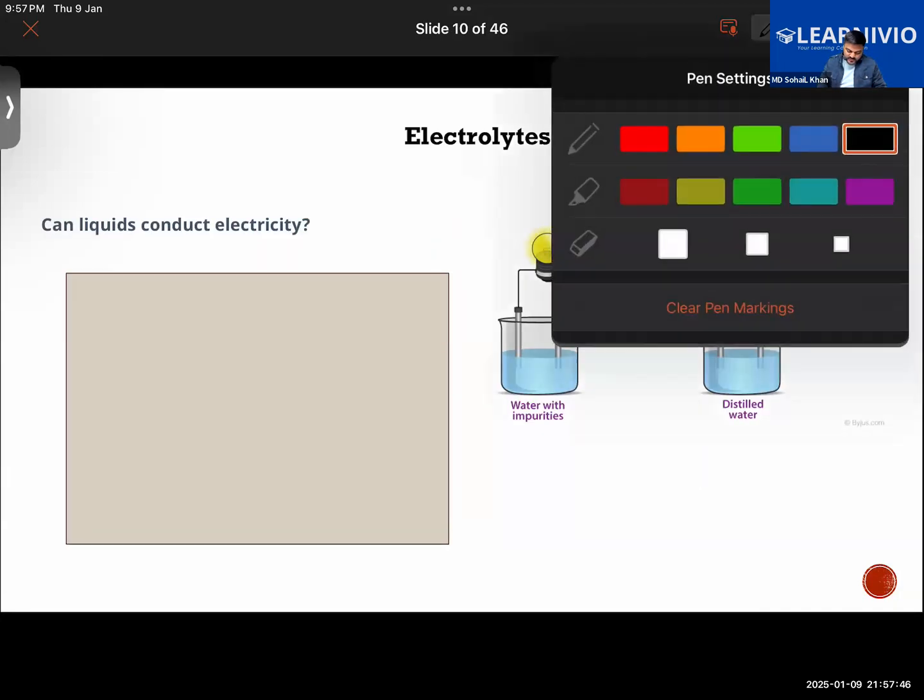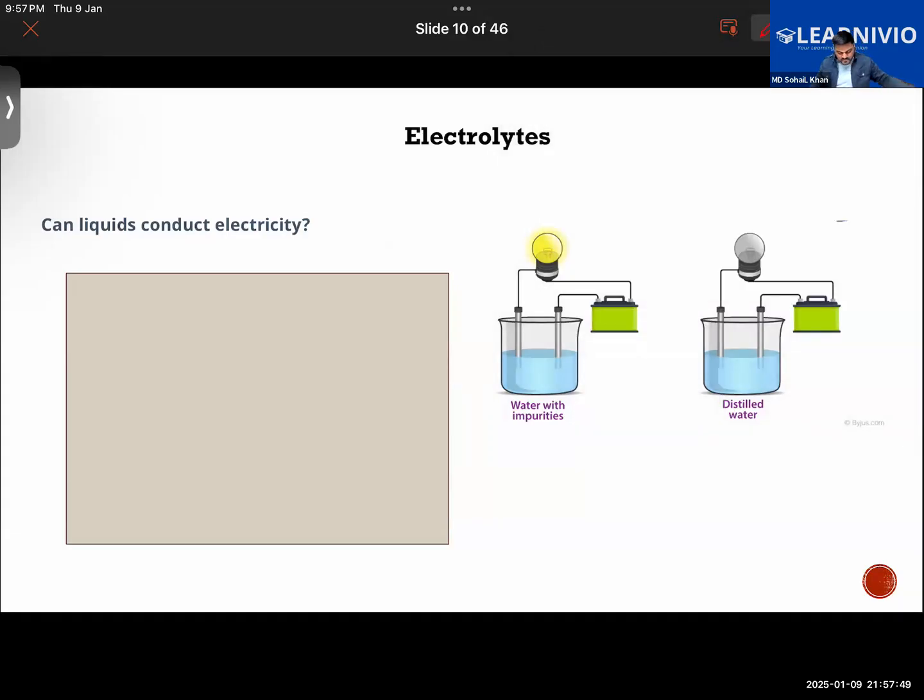Then getting back to the next topic, that is the electrolytes. In this, first we'll learn about the conduction of electricity through liquids. So far we have had examples of solid materials: copper, aluminum, silver, etc. All of those were solid materials through which electricity flows. But is it true that electricity can flow only through solid materials and not through liquids?